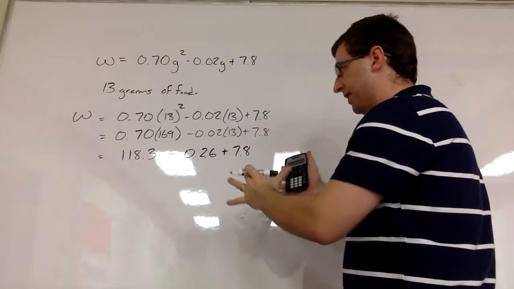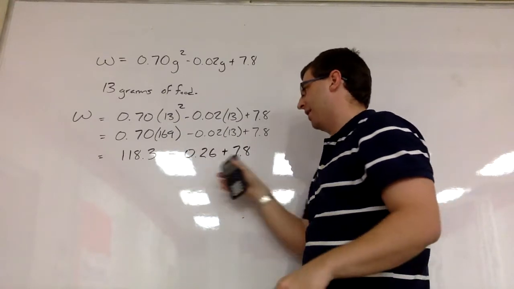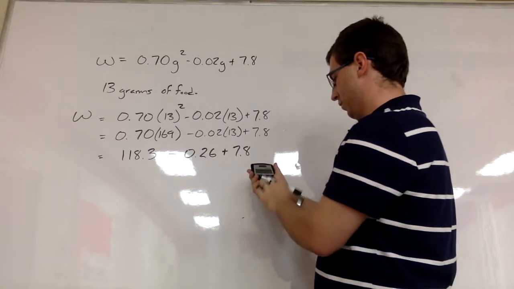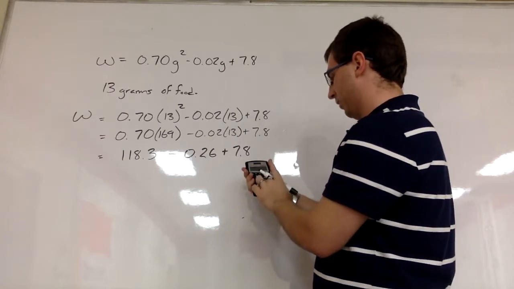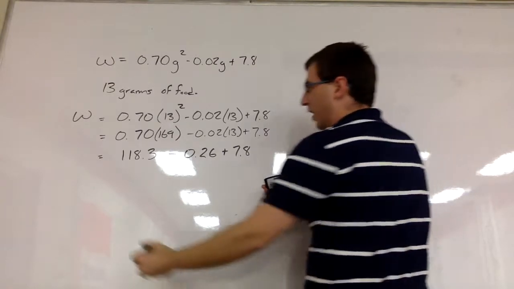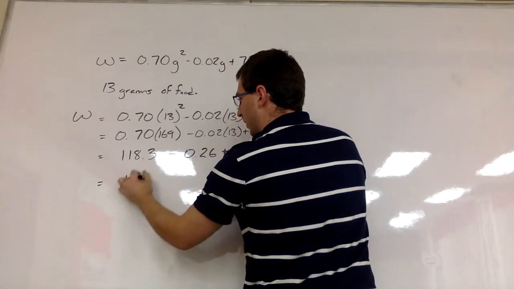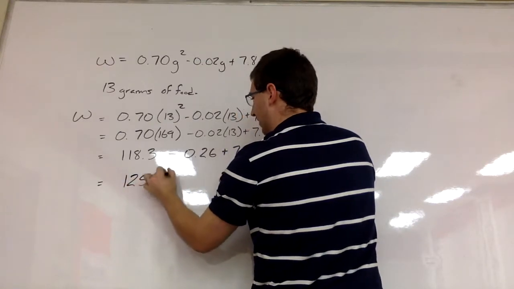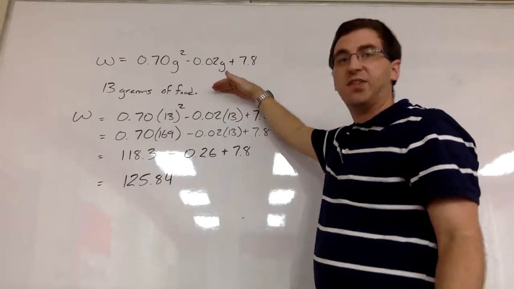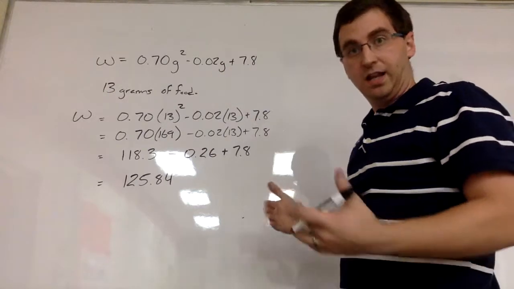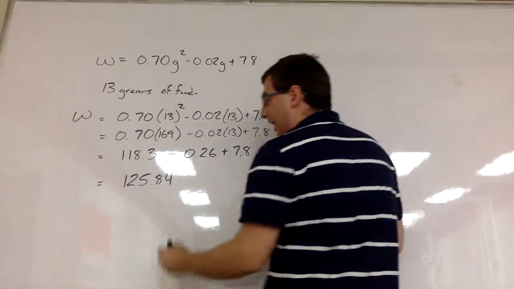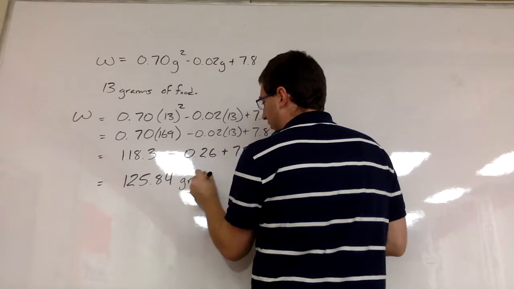So when we keep working down, when we add and subtract these numbers, we get 118.3 minus 0.26 plus 7.8. And we get in the ballpark of 125.84. Now, what this says is that if our mouse is fed 13 grams of food in any particular day, then the mouse is going to weigh about 125.84 grams.